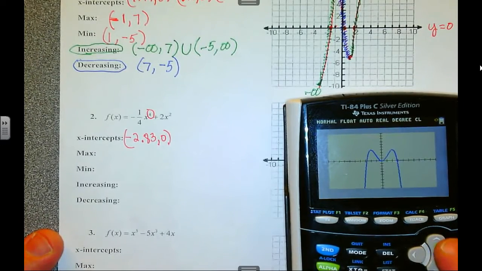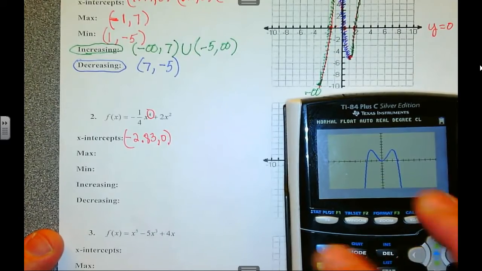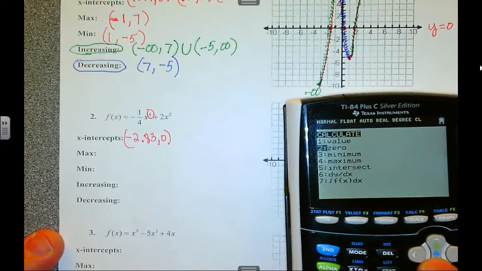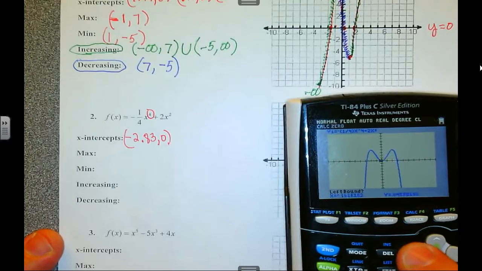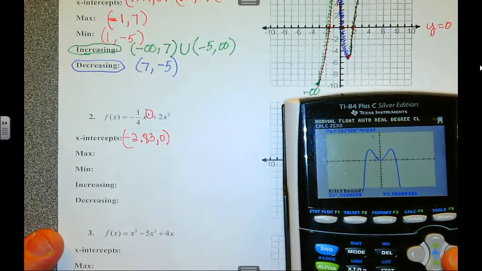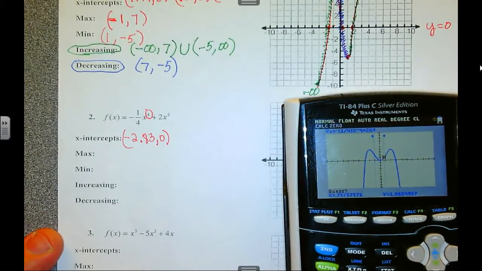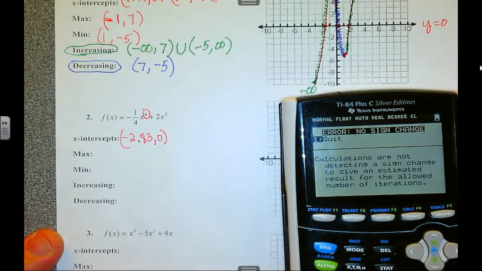And I'm going to see if that's 1, 0 there. So I'm going to do a second trace. Do my 0. Left bound. Enter. Right bound. Enter. Enter again. Uh-oh. It froze. And I get an error.